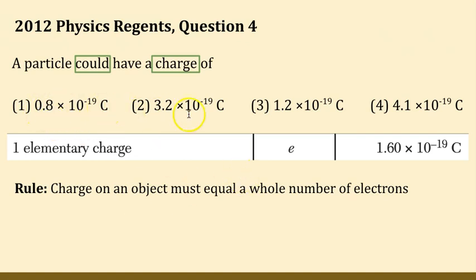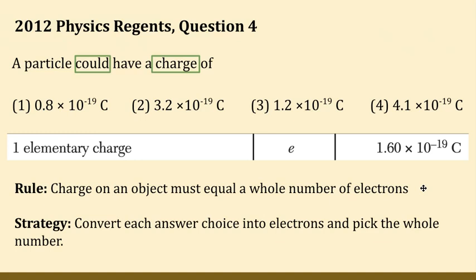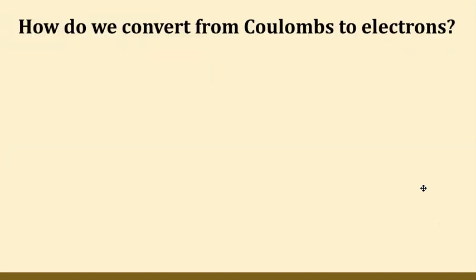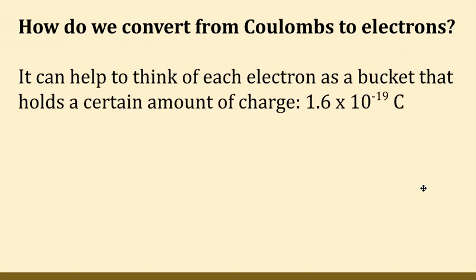Now it's not just as simple as picking the whole number because, first of all, none of these are whole numbers, but even if they did look like a whole number, this is coulombs, it's not electrons. So we are supposed to convert into electrons, or elementary charges, in order to figure out the answer. Our strategy is just going to be to convert each of our answer choices into electrons, and then we'll pick the whole number. So how do we convert from coulombs to electrons?